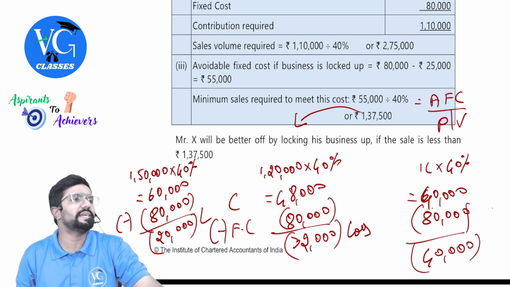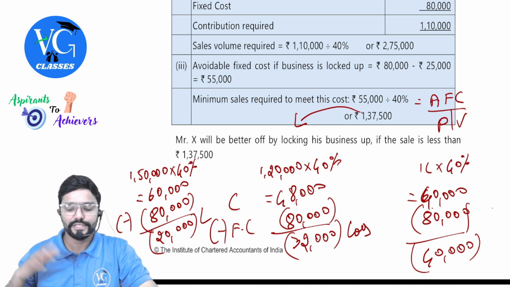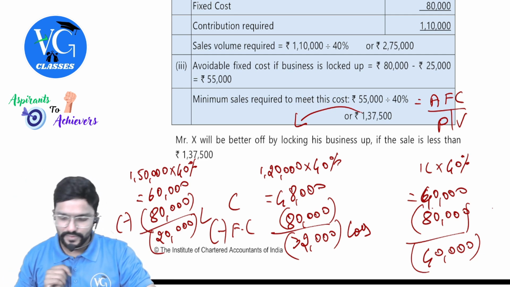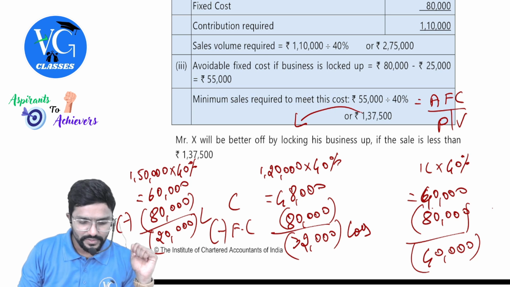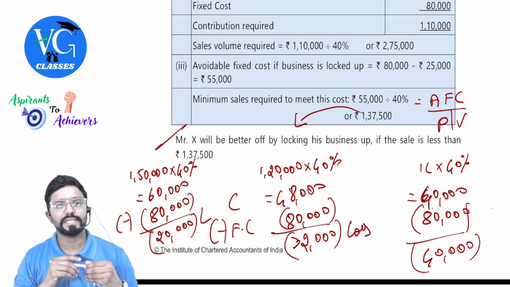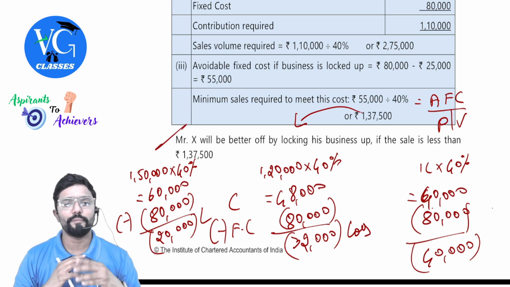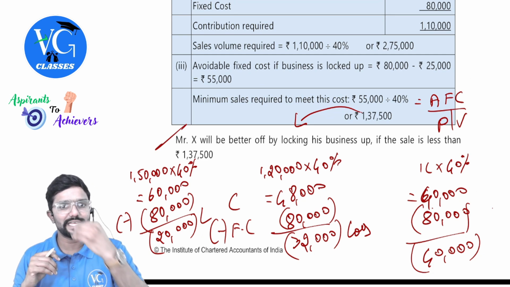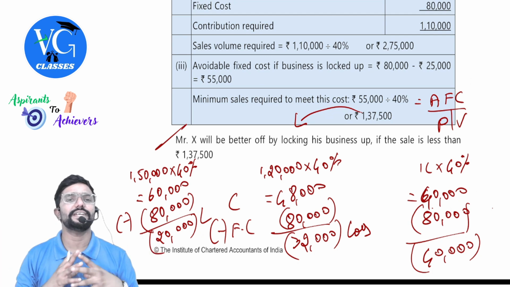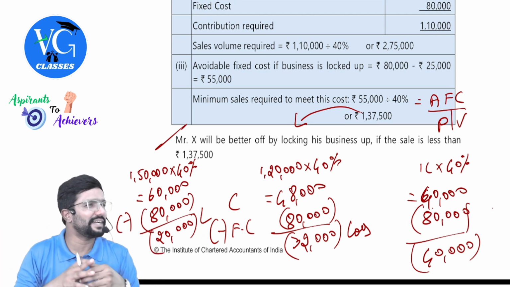Yes. If it is there, we will take it as numerator, guys. So, shall we proceed further? Yes. They have also given some conclusion here. Let us see. Mr. X will be better off by locking his business up if the sales is less than 1,37,500. In simple terms, they are telling. In good terms, they are telling.